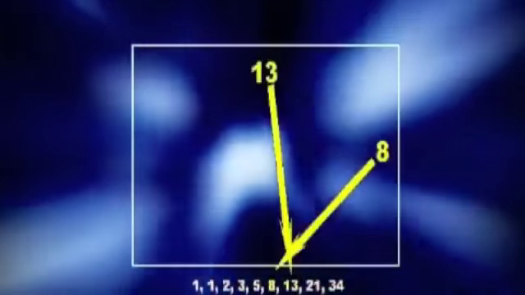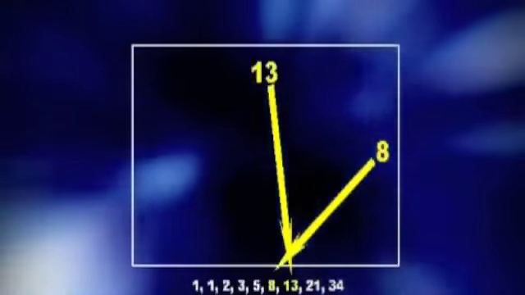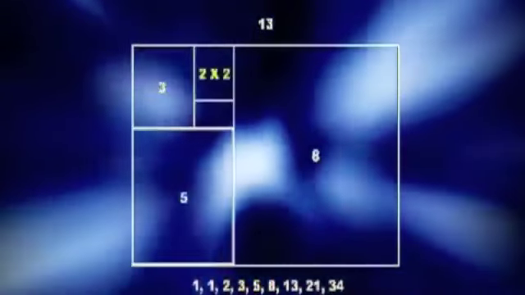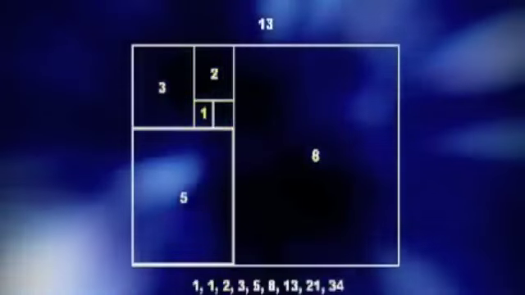A rectangle with a length and width of any two of the numbers of this sequence forms what is known as the golden rectangle, a perfect rectangle. A golden rectangle can be broken down into squares the size of the next Fibonacci numbers down and below.